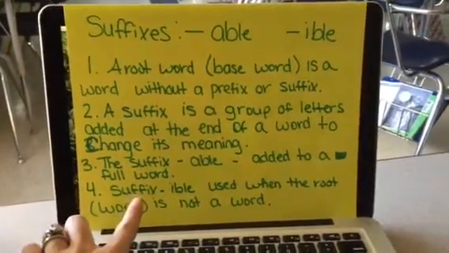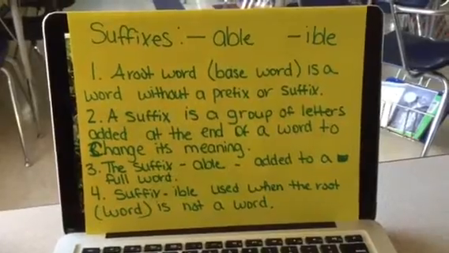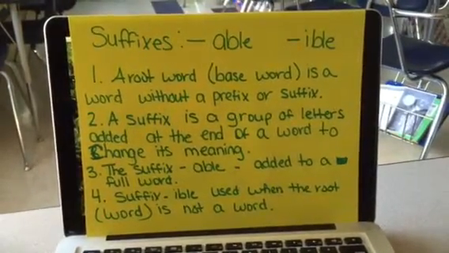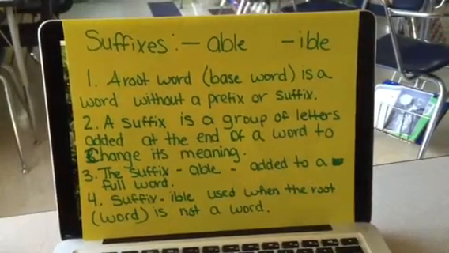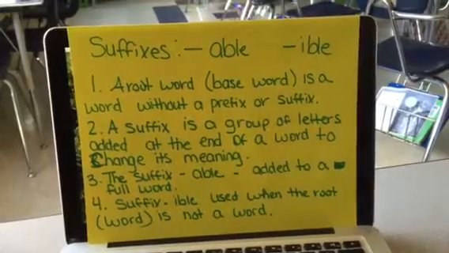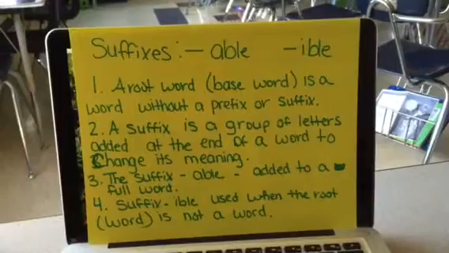The suffix ible, though, is added to words that are not really words. So, for example, edible, ible is added to the end of the word ed, and we said that ed can be someone's name, but it's not a word that can stand alone. Incredible, incred is not a word to add ible to the end.